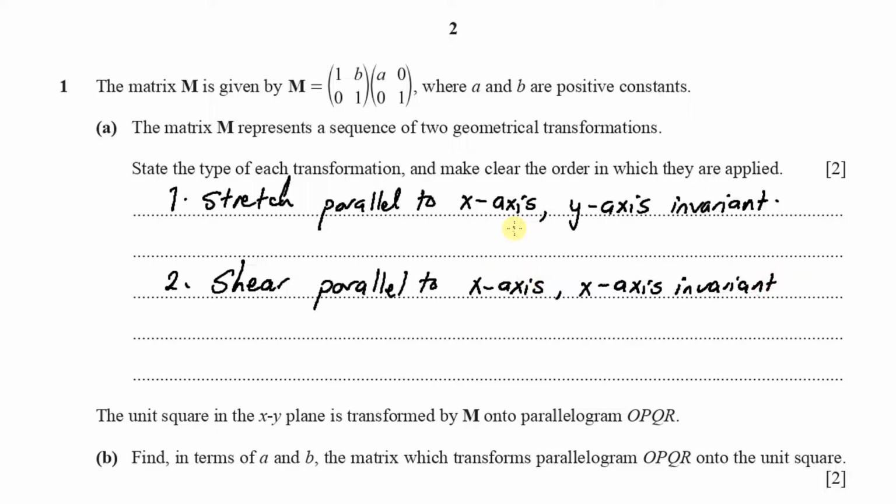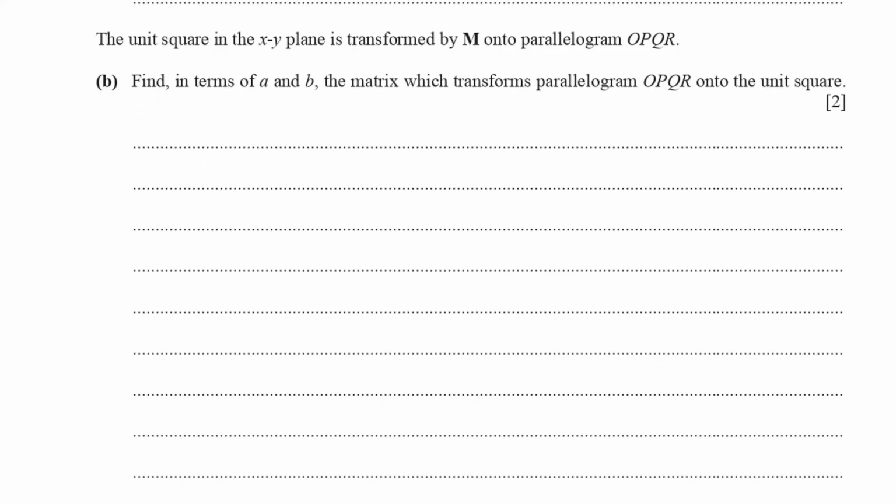So these are the two transformations, and it's in this order. The first one is a stretch, and the second one is a shear. So these are the two transformations as required by part A. And let's move on to part B. It says the unit square in the xy plane is transformed by M onto parallelogram OPQR. So what they're saying here is the unit square is being transformed onto the parallelogram. In part B they say find, in terms of A and B, the matrix which transforms the parallelogram OPQR onto the unit square. So we're looking for a transformation that takes the parallelogram back to the unit square.